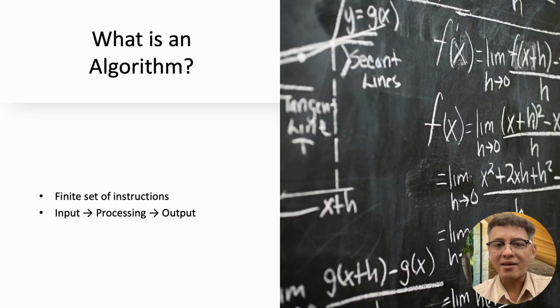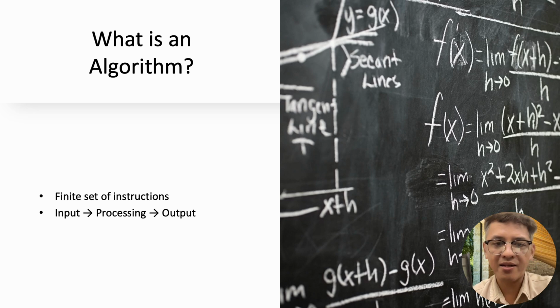To elaborate an algorithm, we must have three main parts. It must accept some form of input. It must process the input through a series of steps. And finally, it must produce an output. Let me give a simple example.